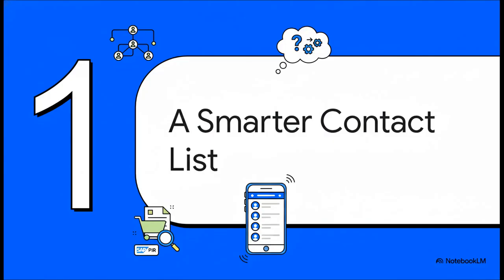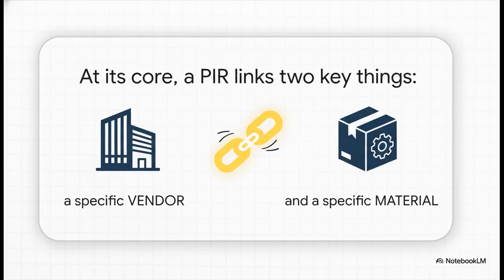Okay, so we're calling it a smart contact list, but what exactly makes it so much smarter than a regular one? Let's take a look under the hood. At its very core, every single entry, every contact, if you will, is just a simple link between two things: a specific supplier, which we call a vendor, and the exact item you're buying from them, the material. That simple connection is the foundation for everything else. It's how the system knows precisely who you're dealing with and what you're buying.